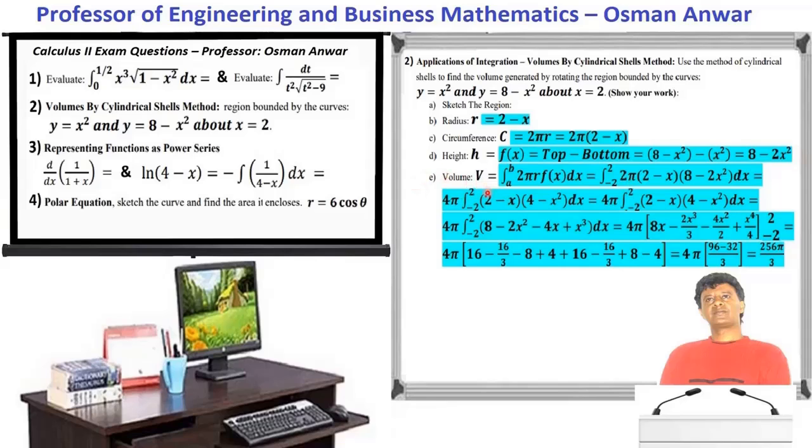Then the volume is just the integral from a to b of 2 pi r f of x dx. So that is from minus 2 to 2, 2 pi, r is 2 minus x, and f of x is 8 minus 2x squared dx. When you integrate this, we'll end up with 256 pi over 3.